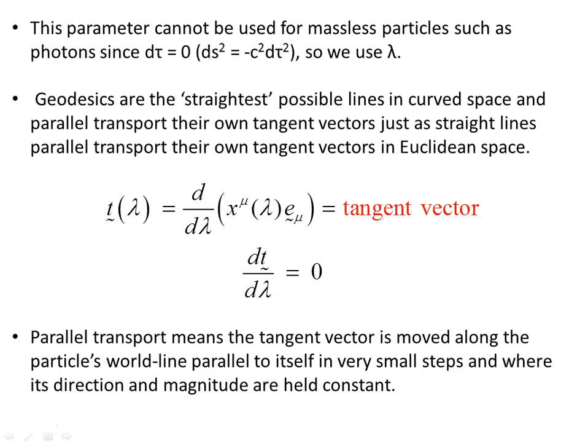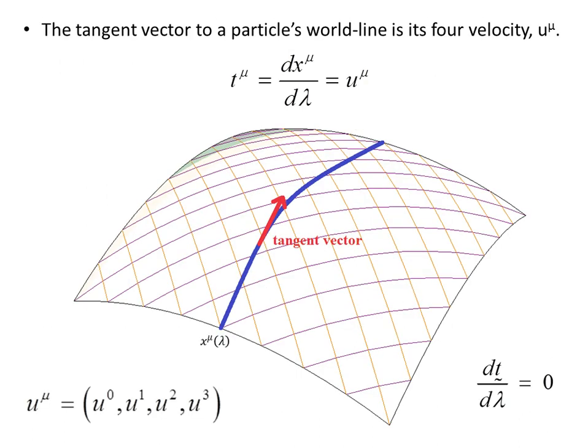Now, parallel transport means the tangent vector is moved along the particle's world line parallel to itself in very small, infinitesimally small steps, where its direction and magnitude are held constant. There are other videos on parallel transport on this channel, so have a look at those. Alright, the tangent vector to a particle's world line is its forward velocity, u superscript mu. The tangent vector components t^mu are dx^mu/d lambda, u^mu, that's just the components.